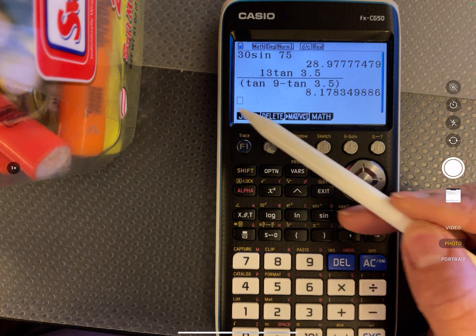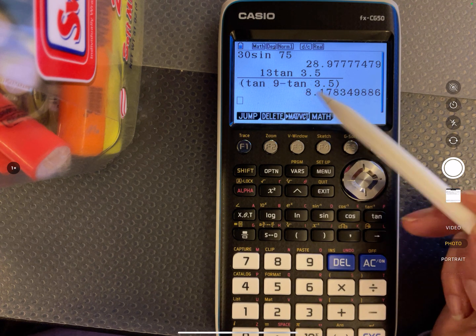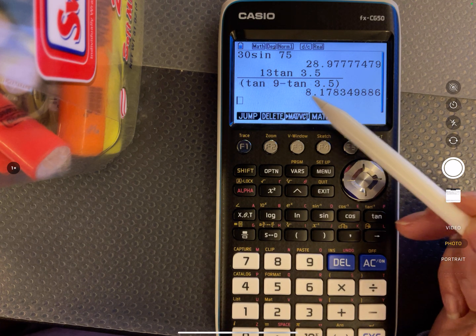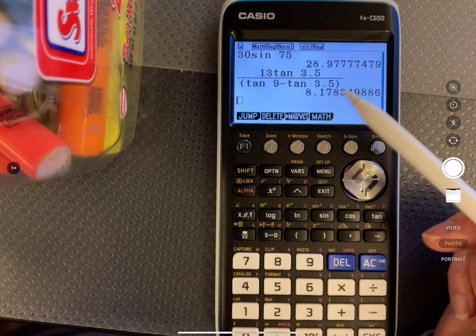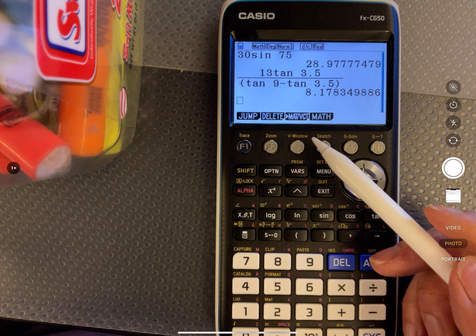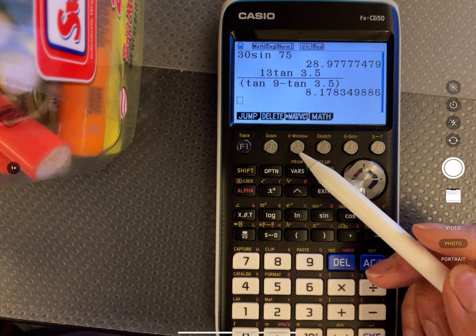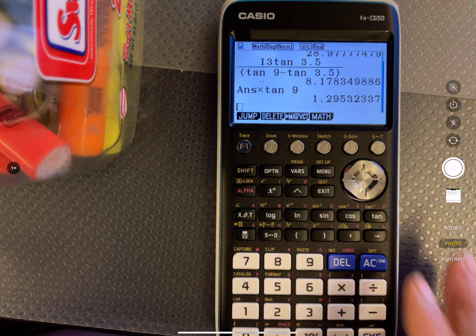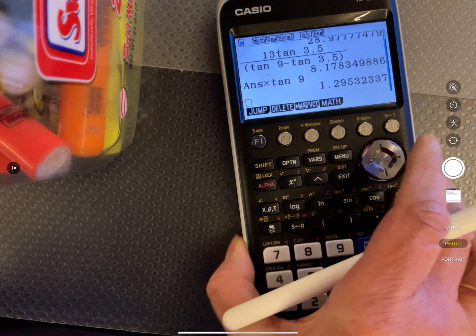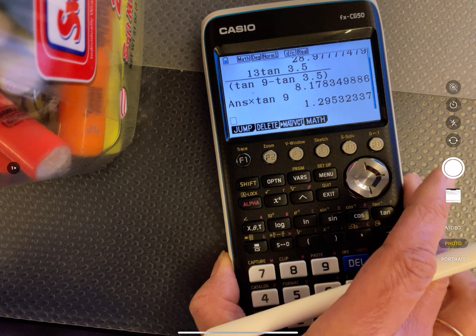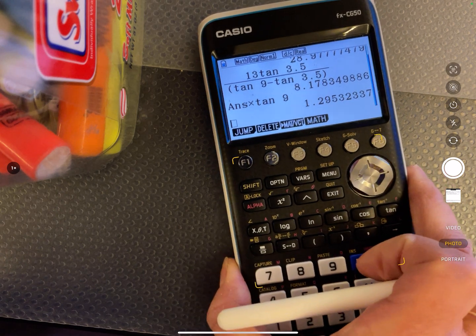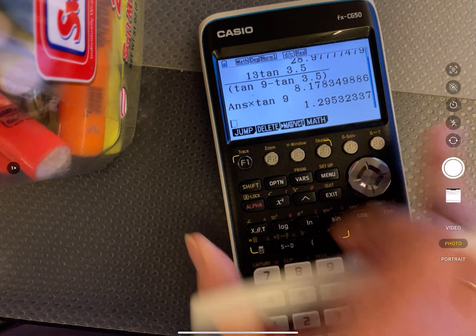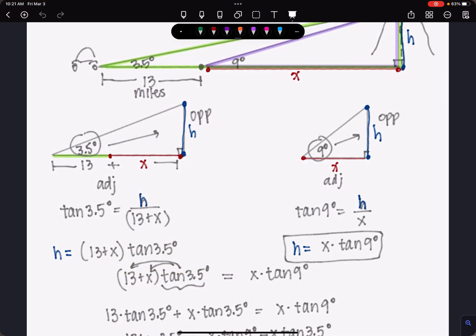So remember, that stood for the number of miles that were left between you and the mountain. So after you drove 13 miles, you had 8.178 miles left before you hit that mountain. We're going to take that and multiply it by the tangent of 9 degrees. And I get 1.295 miles.